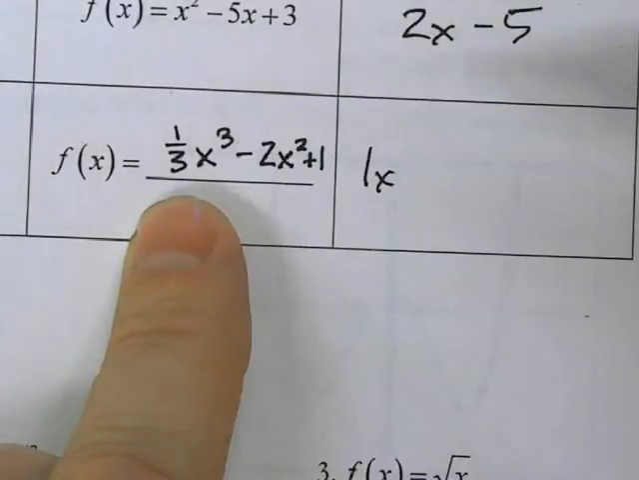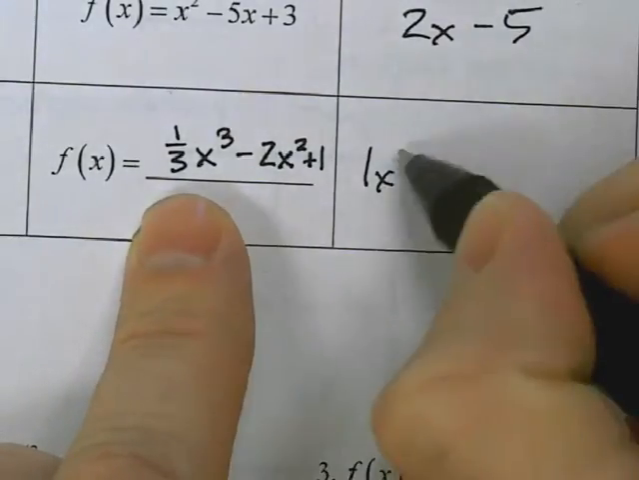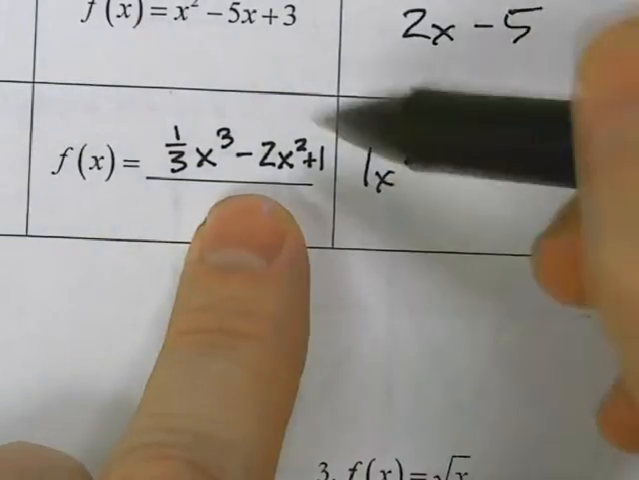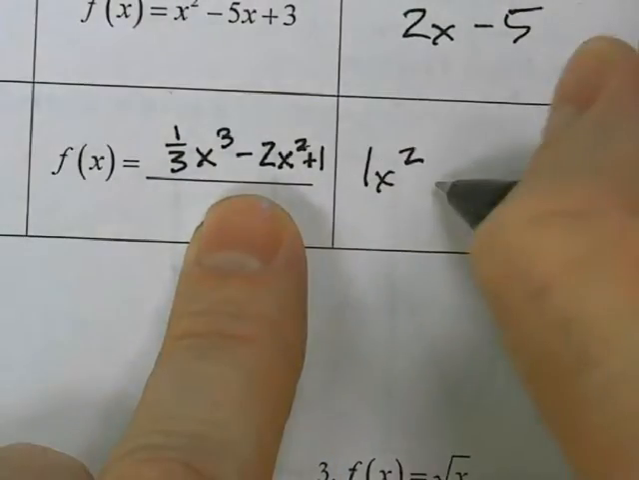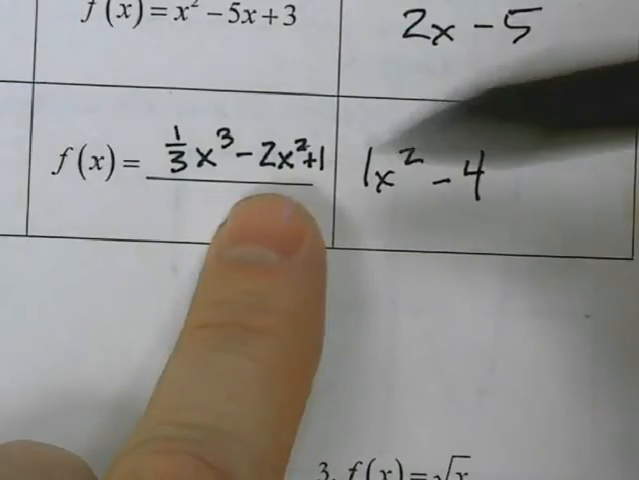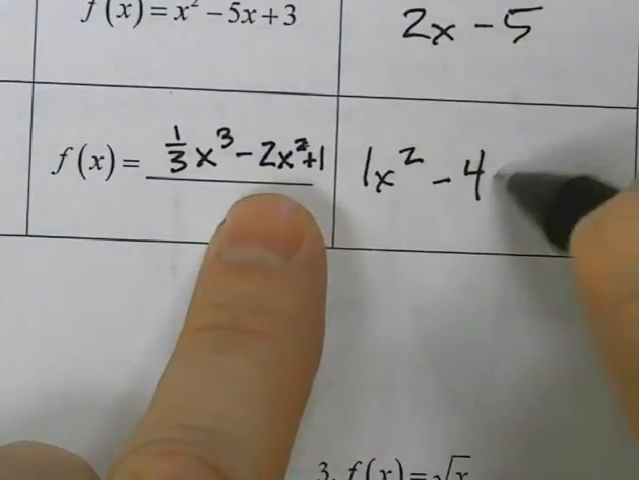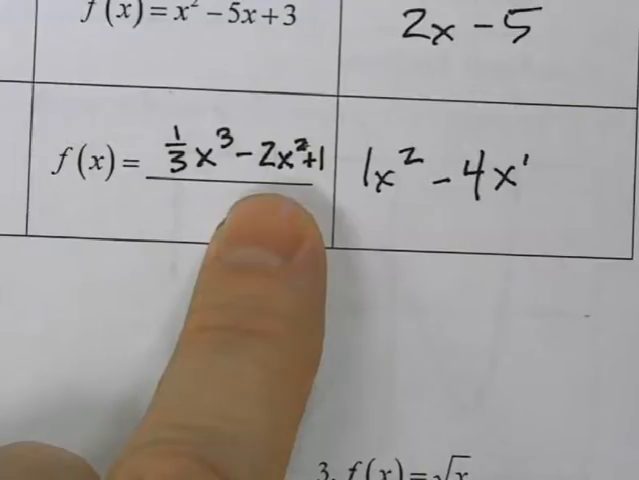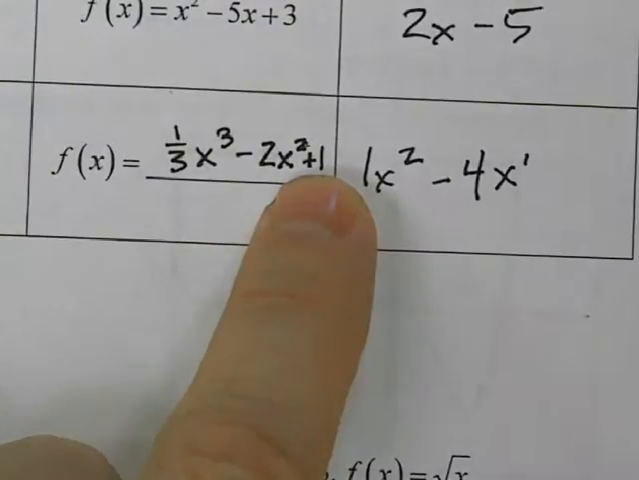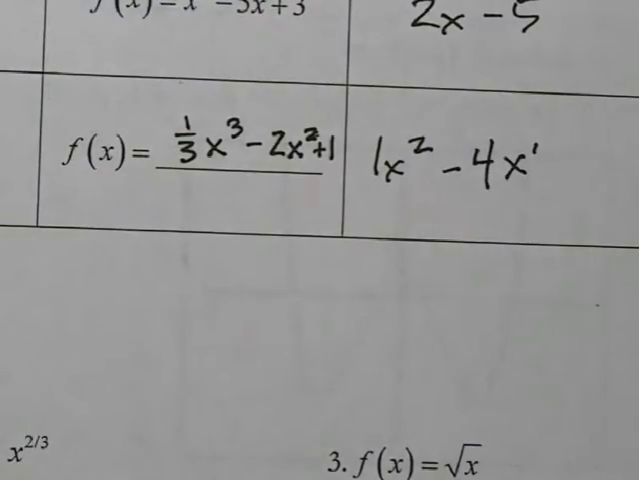What happens when I take 1 away from x to the third? What's 2 times -2? What happens when I take 1 away from x squared? X to the first. The derivative of any constant, just 0. So it's just 1x, just x squared minus 4x. X squared minus 4x?